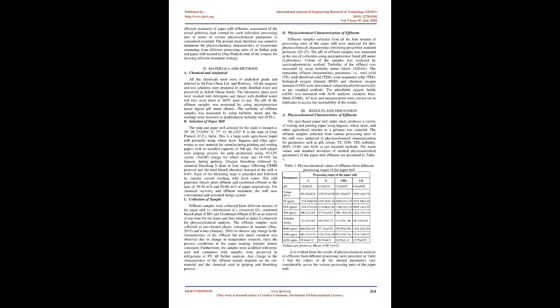Assessment of the actual pollution load exerted by each individual processing unit in terms of certain physicochemical parameters is considered essential. The present study therefore was aimed to determine the physicochemical characteristics of wastewater emanating from different processing units of an Indian pulp and paper mill located in Uttar Pradesh state of the country for devising an efficient treatment strategy.